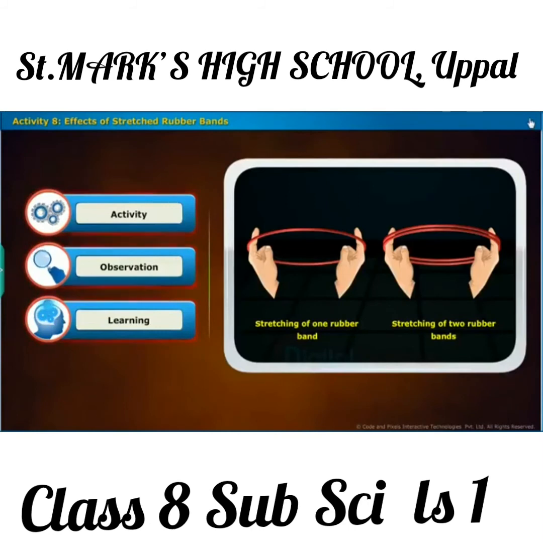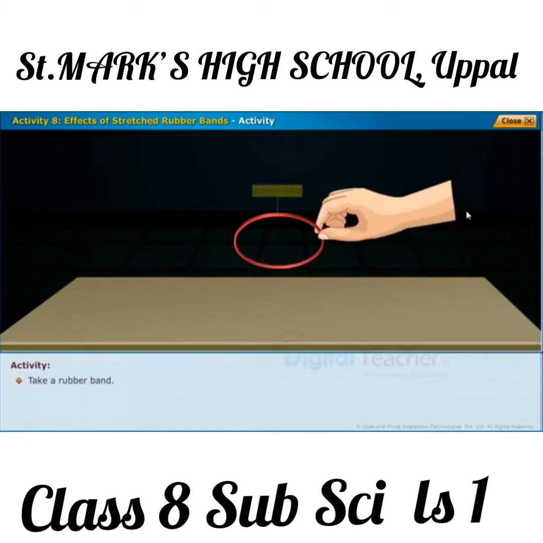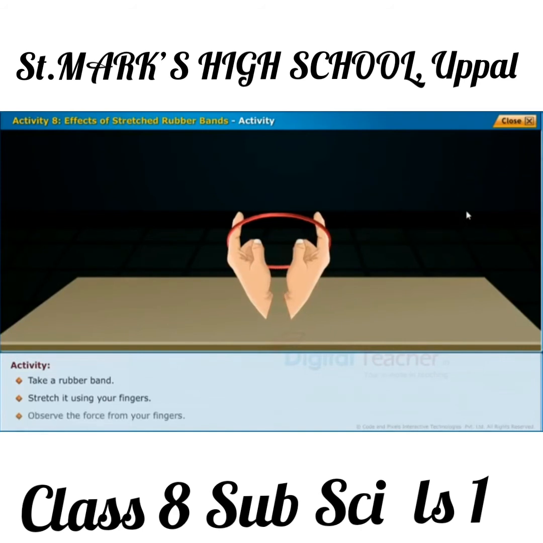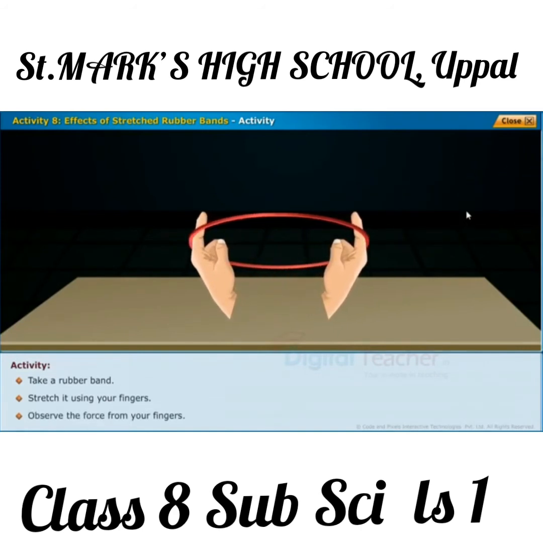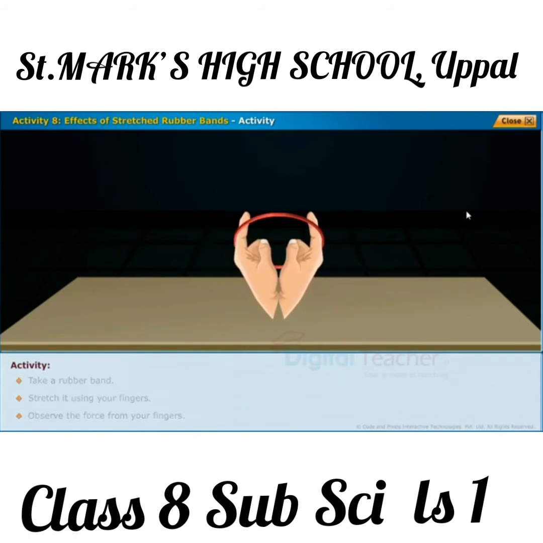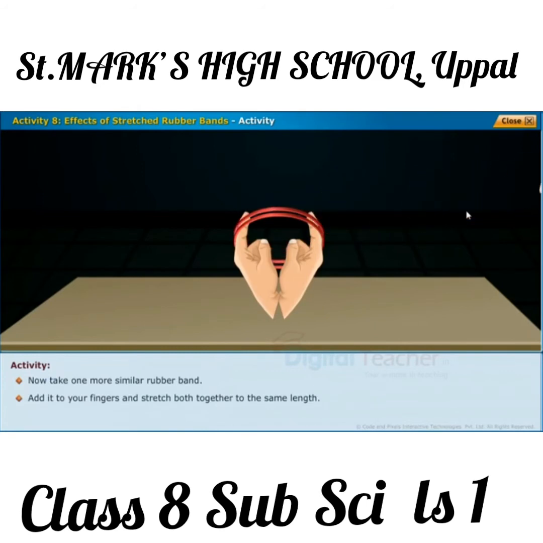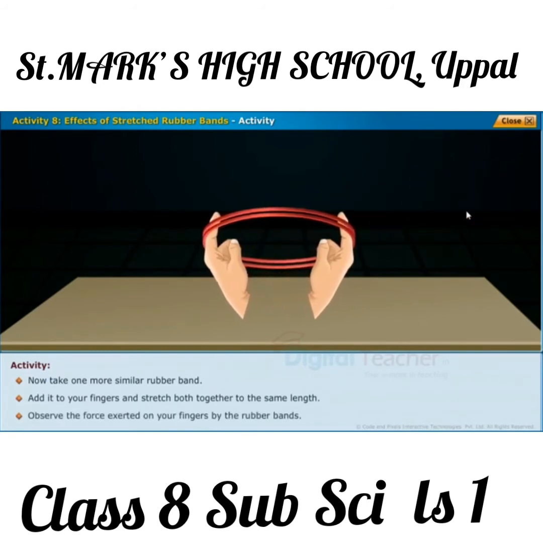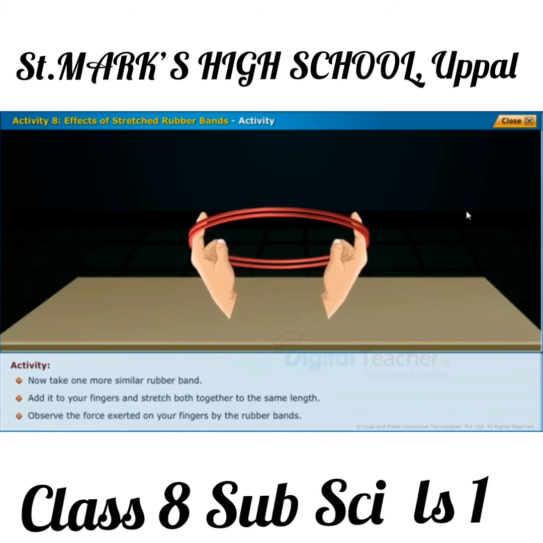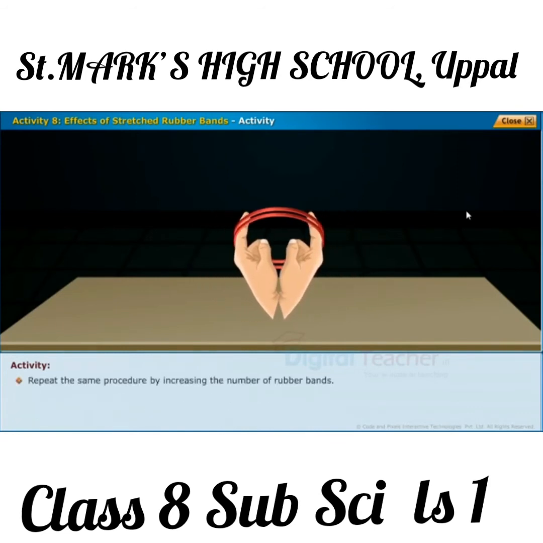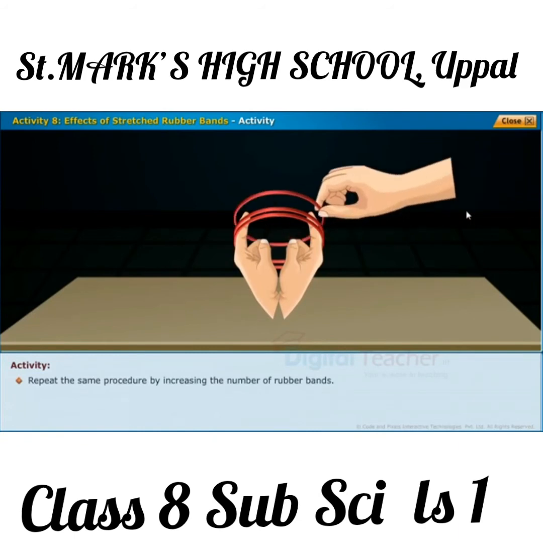Now, let us perform an activity to know the effects of stretched rubber bands on fingers. Click each tab to know more. Take a rubber band. Stretch it using your fingers. Observe the force from your fingers. Now take one more similar rubber band. Add it to your fingers and stretch both together to the same length. Observe the force exerted on your fingers by the rubber bands. Repeat the same procedure by increasing the number of rubber bands.